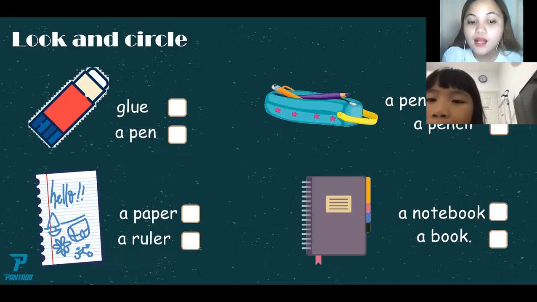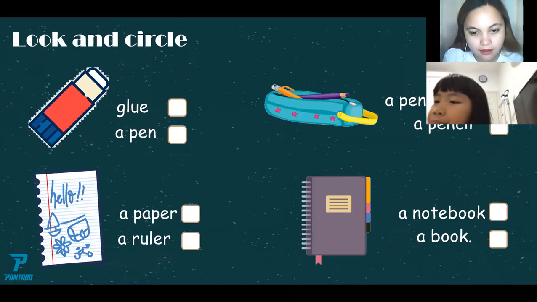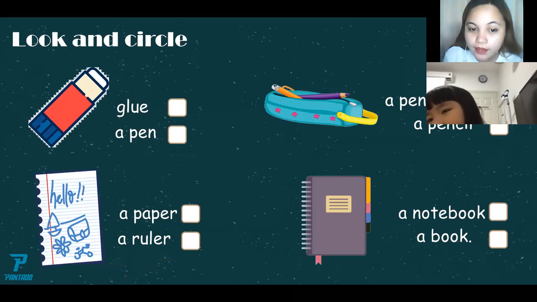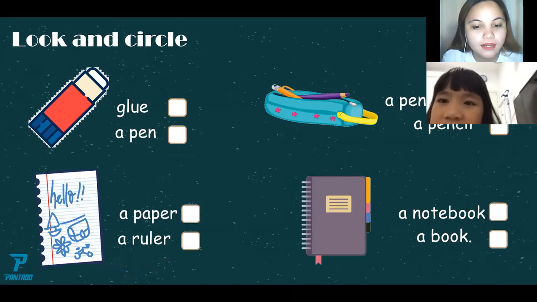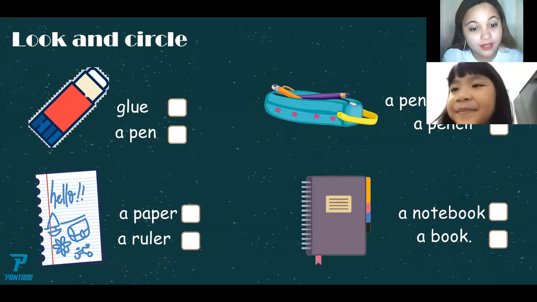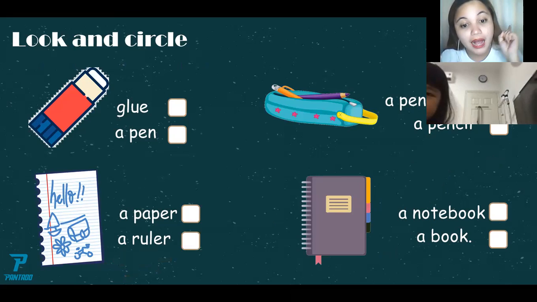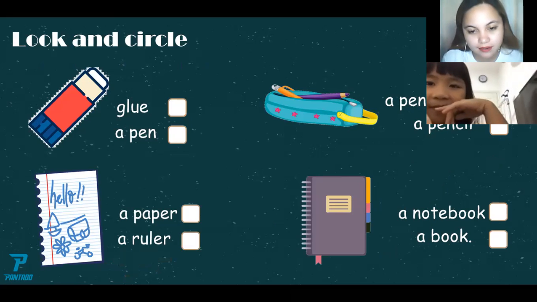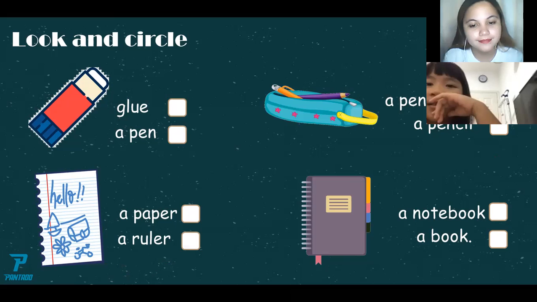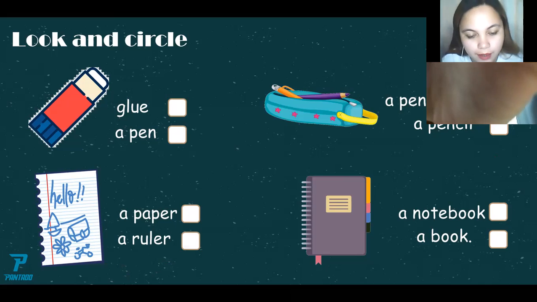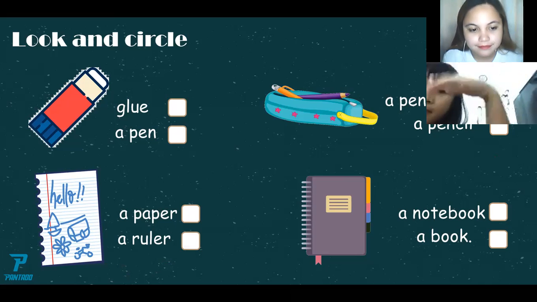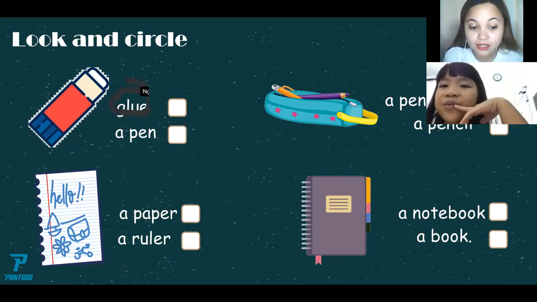Okay, now Alina, look and circle. You are going to circle the correct answer, okay? So what do you think is on the first picture? A glue or a pen? You know, a pen. Just tell me your answer. Okay, very good. Next one.